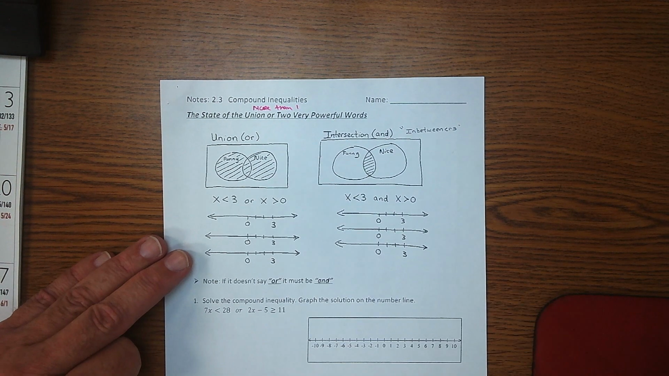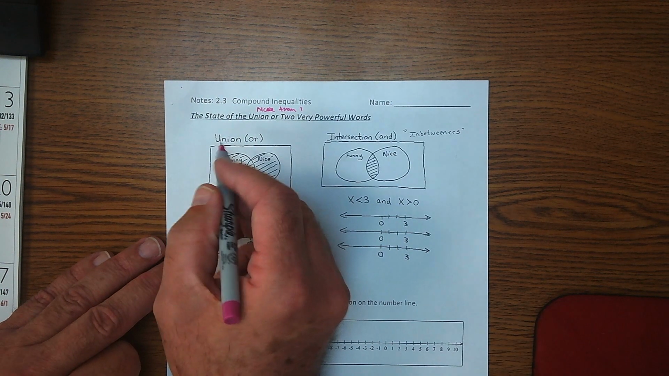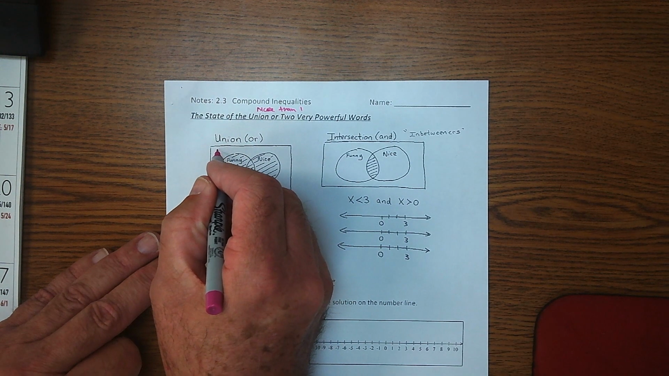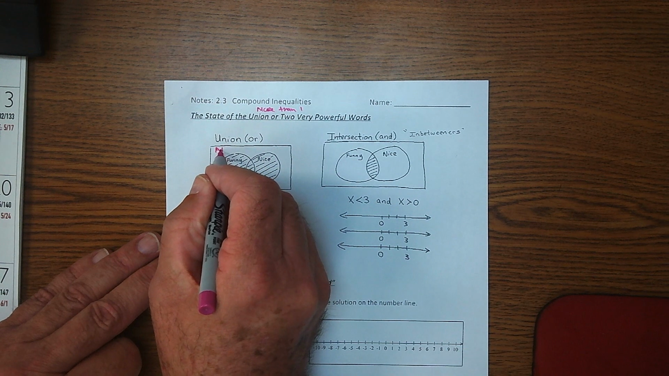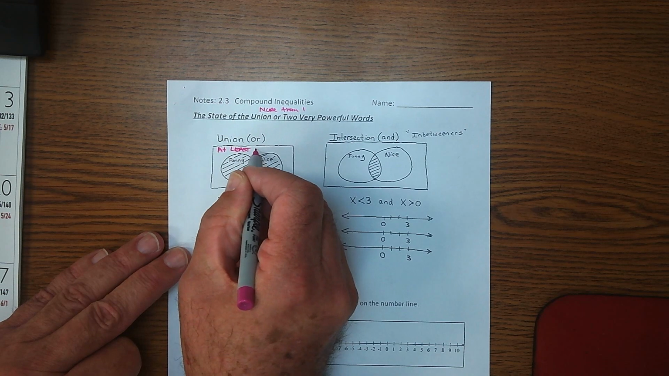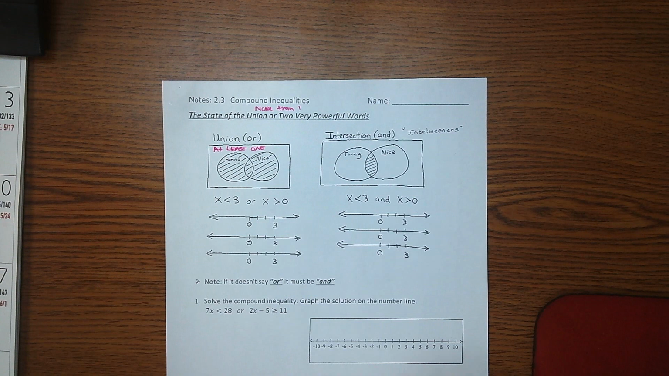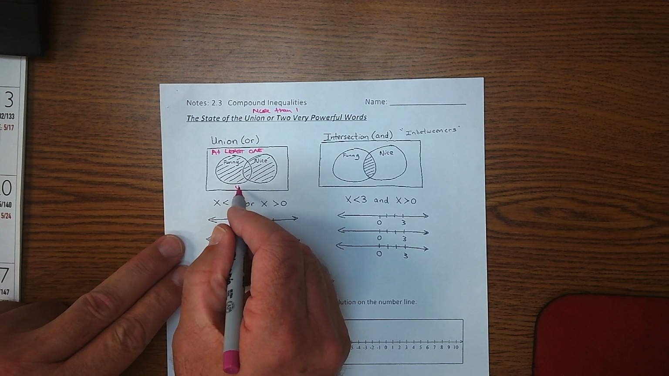All right, we're going to talk about union first. Union, or the word "or," means we must satisfy at least one condition. So we have to satisfy at least one. In this Venn diagram, we use circles like this.